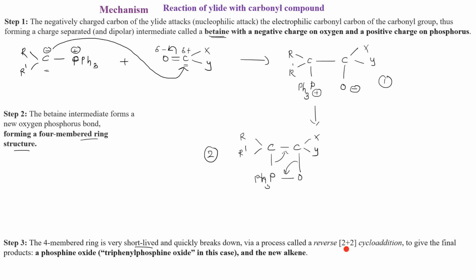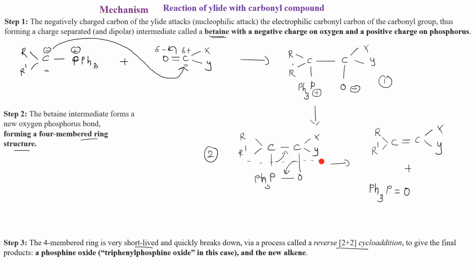This is called a reverse 2 plus 2 cycloaddition, and see what product you get. So this was your R group from the aldehyde, and now it has, sorry, from the ylide, and this has been converted to your alkene, and the next product that you get is your oxide. Okay, so basically the bond is breaking over here. This is what you have to remember.